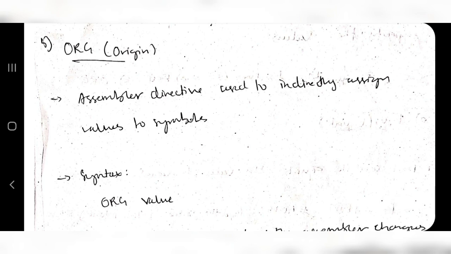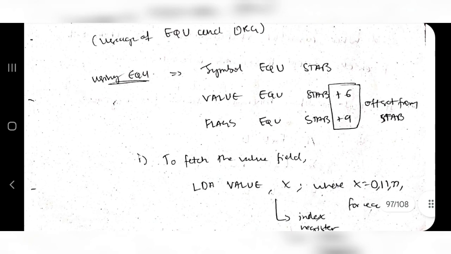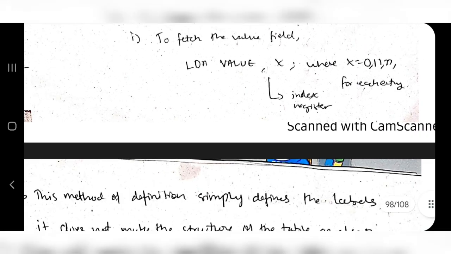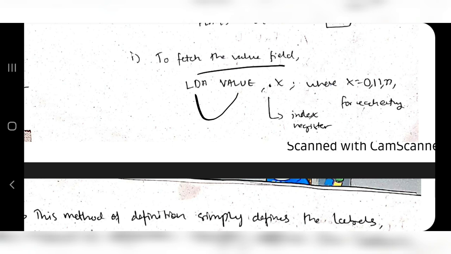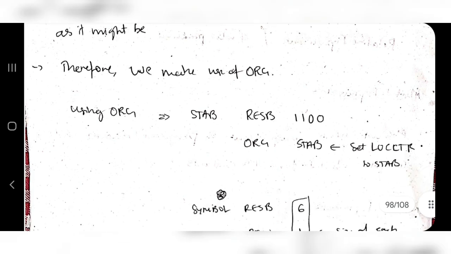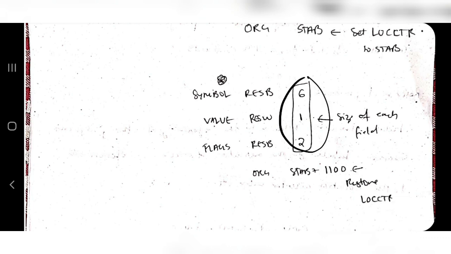And ORG is an assembler directive used to indirectly assign the values to symbols. So with ORG value, the assembler changes the LOCCTR value to the specified value, whatever value we have specified. For example, VALUE EQU STAB plus 6. So here the offset is getting set from the STAB, like plus 6 and plus 9, and that is for using EQU. To fetch the value field, LDA VALUE,X, where X is the index register, for each entry. ORG is not much used, but if you use ORG, the value will be set as LOCCTR's value. So here is the size of each field which is specified, and to restore the LOCCTR value we will be adding this number here.